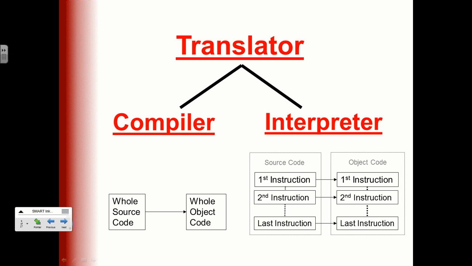An interpreter, by comparison, takes one instruction from the source code and then makes one instruction in the object code. It then takes the next instruction in the source code and then creates the next instruction in the object code and then runs it immediately. I should probably mention that. So it takes one instruction from the source code, converts it and runs it. Then it takes the next instruction from the source code, converts it and runs it.